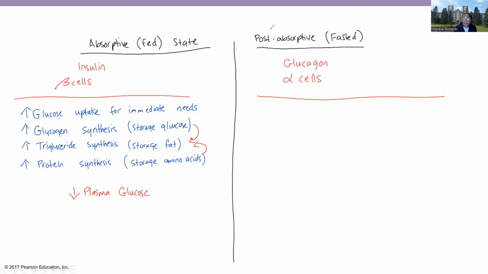Let's compare that to what's happening in the fasted state. This is after you've gone for a while without food. You're going to have increased glycogenolysis, which is the breakdown of glycogen. You're going to have increased lipolysis, which is the breakdown of fat. And you're going to have increased proteolysis. And so the overall function of the fasted state is to increase our plasma glucose.